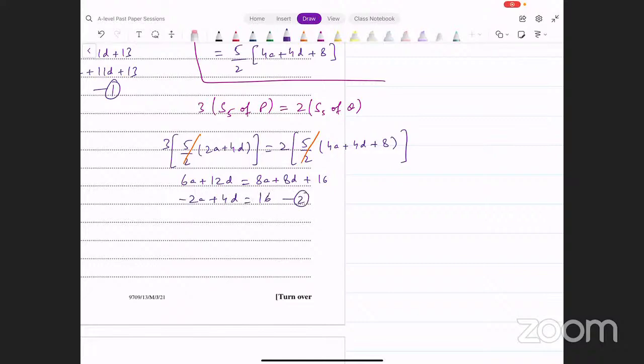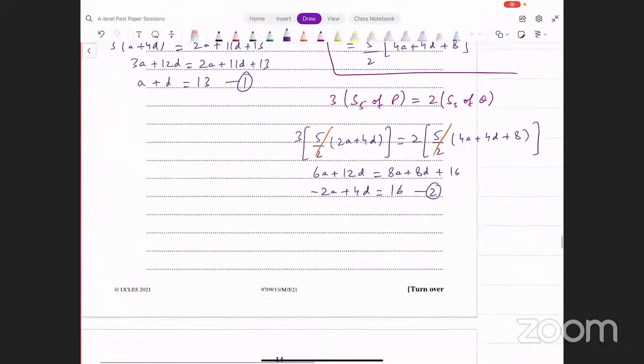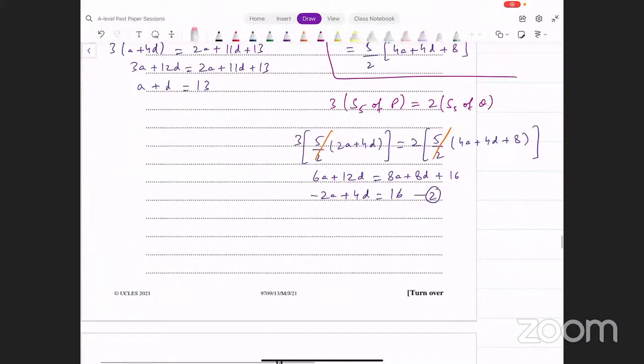ये दो equations आ गई हैं, अब इनको simultaneously solve कर लेंगे और हम values find कर लेंगे. First equation से हम किसी को अगर subject बना दें, let's say D equals 13 minus A, इसको जाके वहां पे input कर दें.